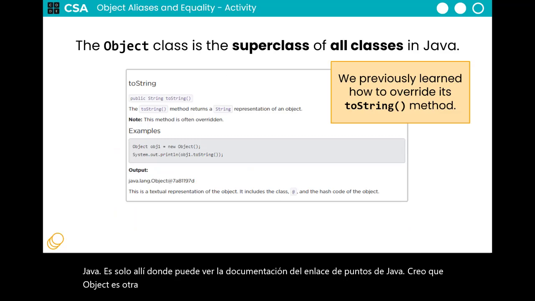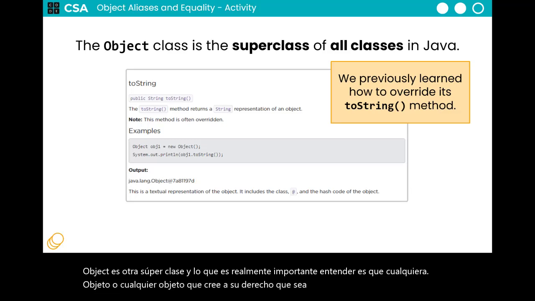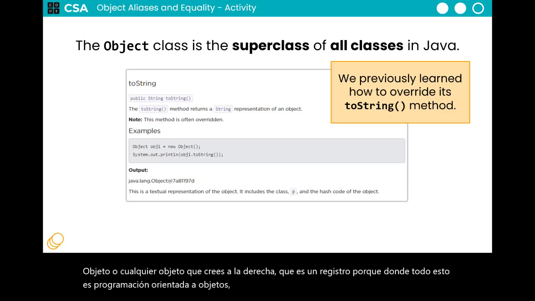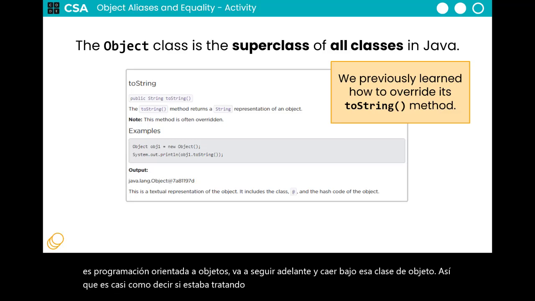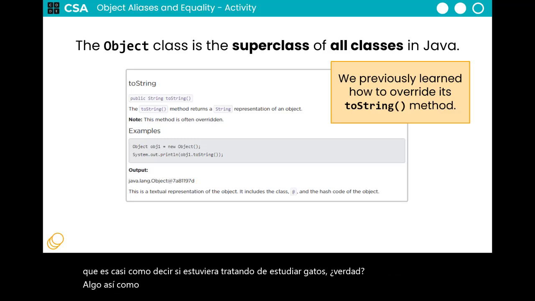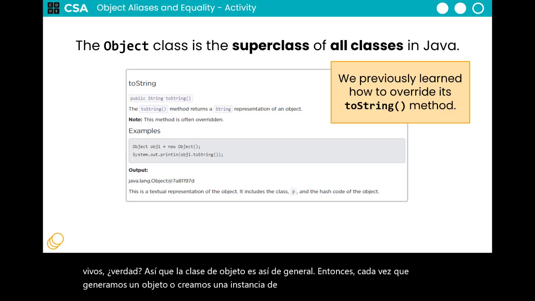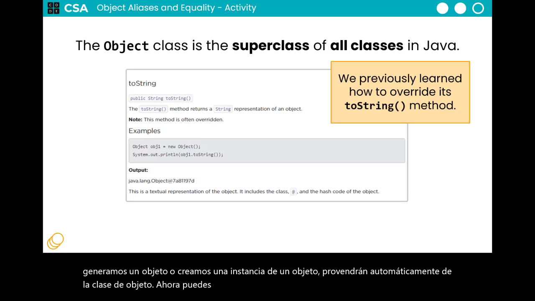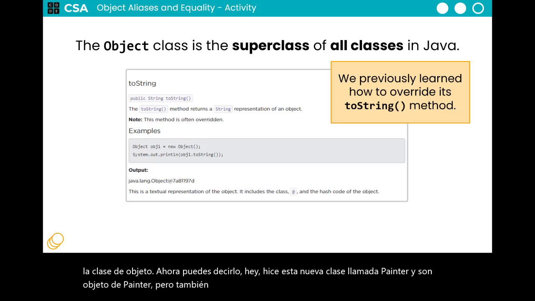What's really important to understand is that any object you create, which is a lot because this is all object-oriented programming, is going to fall under that Object class. It's almost like saying if I was trying to study cats, kind of the overarching thing we know about kitty cats is that they're all part of living things, right? So Object class is that general. Anytime we spawn or instantiate an object, it will automatically come from the Object class. Now you can tell it, hey, I made this new class called Painter and they are a Painter object, but they will also share the superclass attributes of Object.